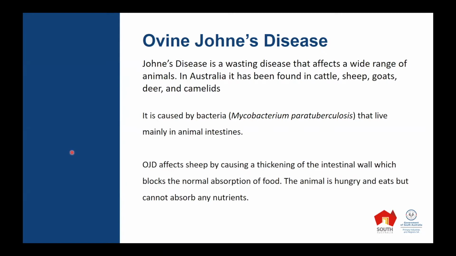OJD causes a thickening of the intestinal wall in sheep, and what that does is block the absorption of nutrients and food. So the sheep is hungry and it eats and grazes a lot, but it doesn't absorb any nutrients, and so it doesn't put on any condition and eventually wastes away and dies.